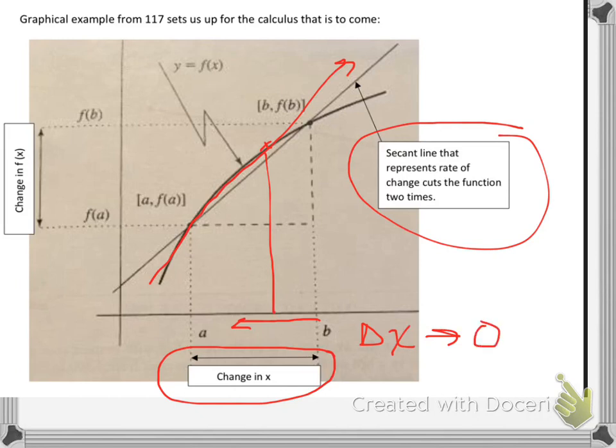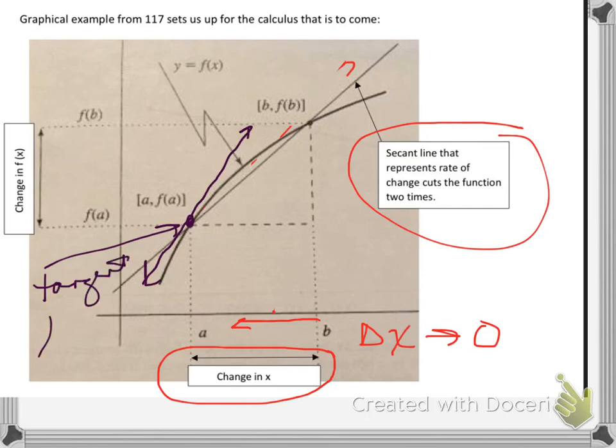Let me just erase this little thing here, and let's look at the resultant line as the change in x goes to 0. The resultant line, I'm going to change the color, is going to be the line that's going through this point. As the change in x gets closer and closer to 0, I am changing my line from a secant line to a tangent line.